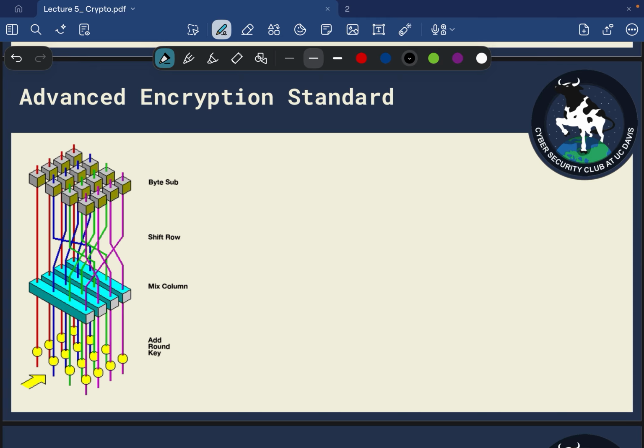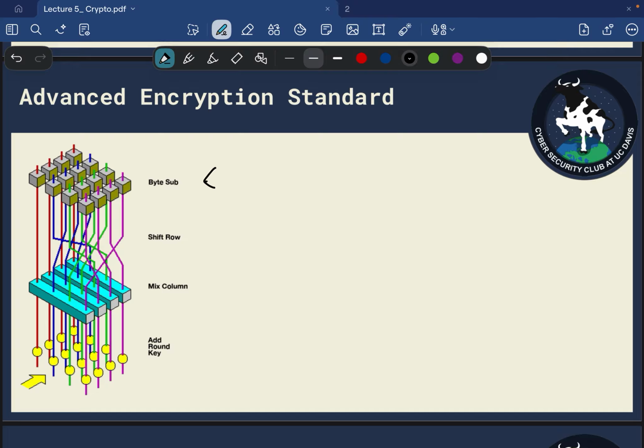So let me quickly go through AES and then we'll talk about asymmetric algorithms. AES is the modern standard for cryptography. We are actually using AES every single day when we're communicating across the internet. You have a block that gets split into 16 different blocks. You first substitute bytes, shift rows, mix columns, and add round key.